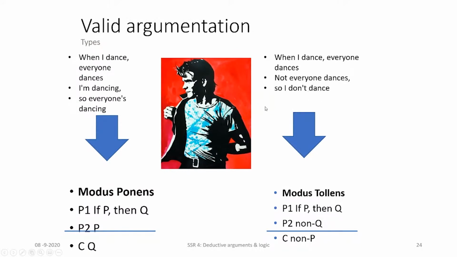Two other arguments that you should learn to recognize are the modus ponens and the modus tollens, which are two forms of valid reasoning, which are again related to that conditional statement, if P then Q. First of all, when I dance, everyone dances. I'm dancing, so everyone's dancing. If P, which can be summarized in symbols in the following way: if P then Q, P therefore Q. So if P1 and P2 are true, the conclusion would have to be true.